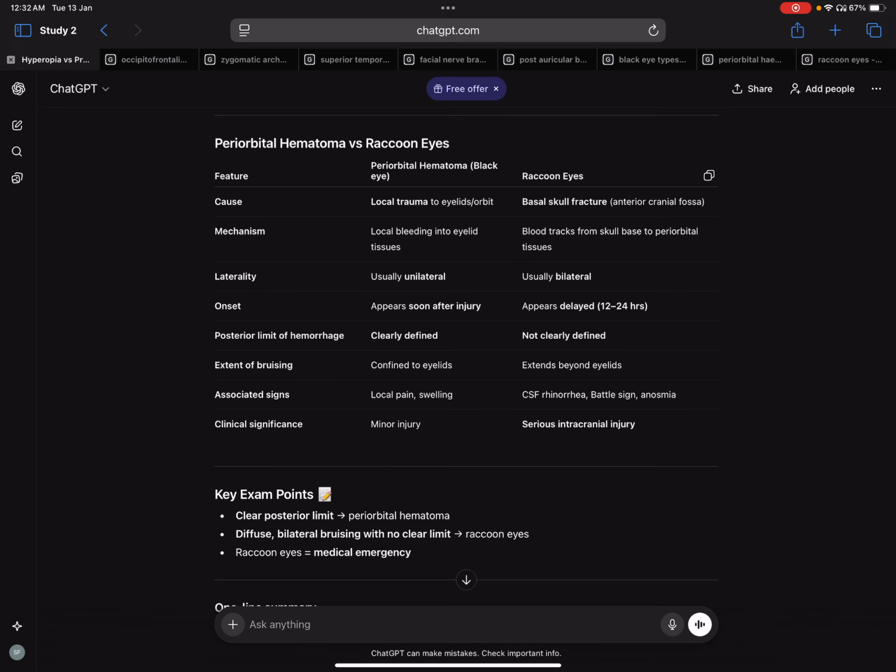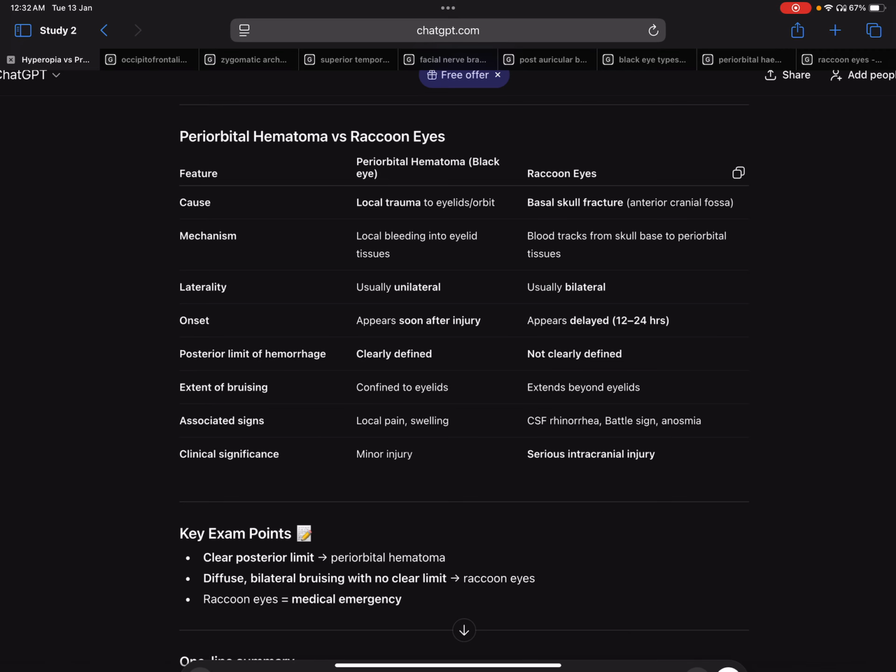The cause of periorbital hematoma is local trauma to the eyelids, and the mechanism is local bleeding into the eyelid tissue. It's usually unilateral, in one eye, and appears soon after the injury. Its posterior limit is clearly defined. The extent of bruising is confined to the eyelids. Associated signs would be local pain and swelling, obviously, in that certain area. And the clinical significance is that it's a minor injury.